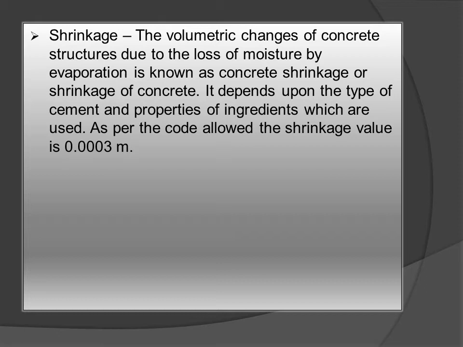Now it depends upon the type of cement and the properties of the ingredients which are used, that is the aggregate, fine aggregate or coarse aggregate. It depends upon the properties of aggregates as well. Not only that, it depends upon the type of cement. And as per the code, the allowed shrinkage value is 0.0003 meter.